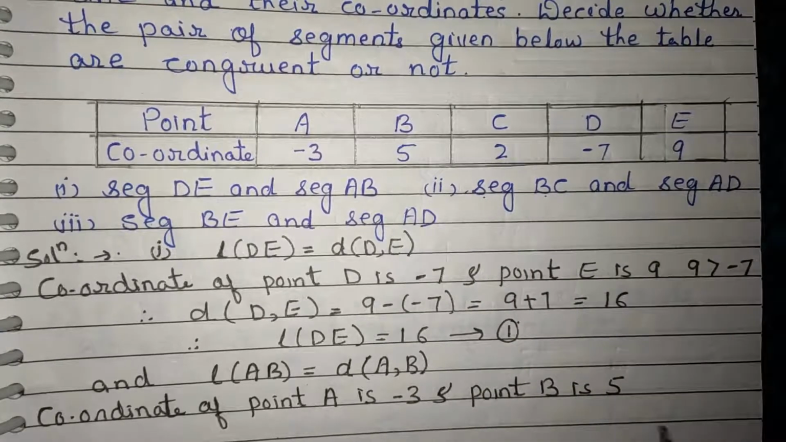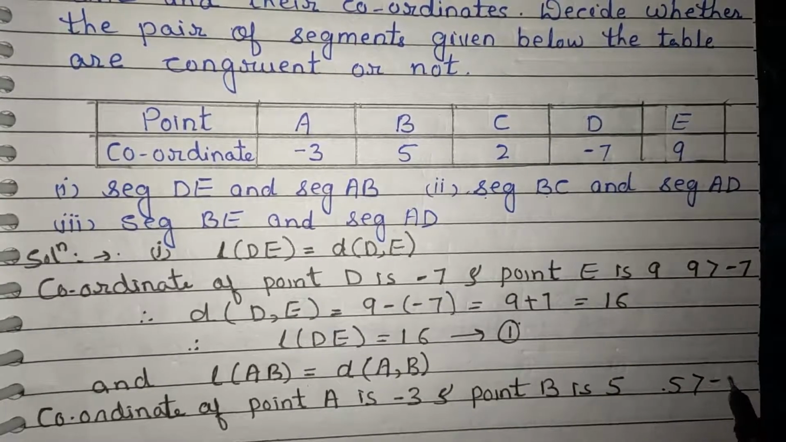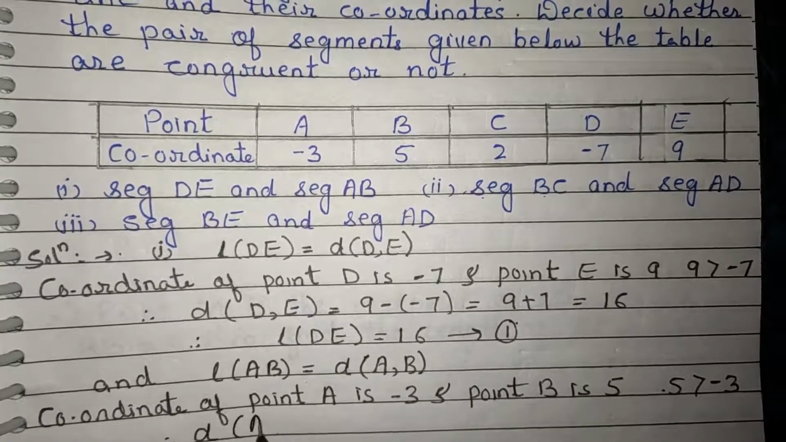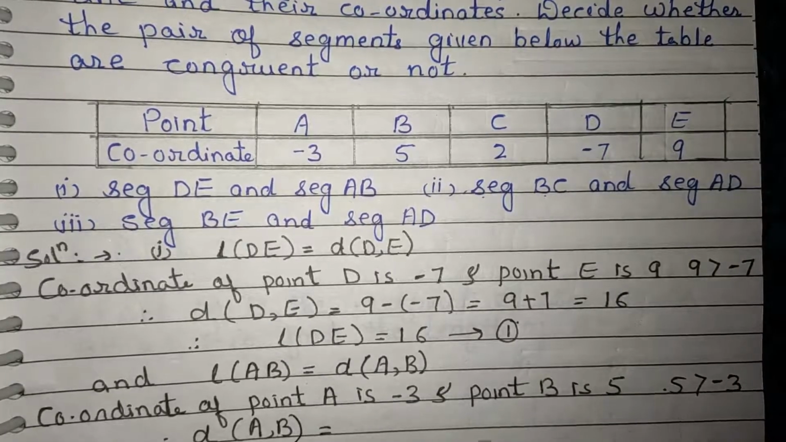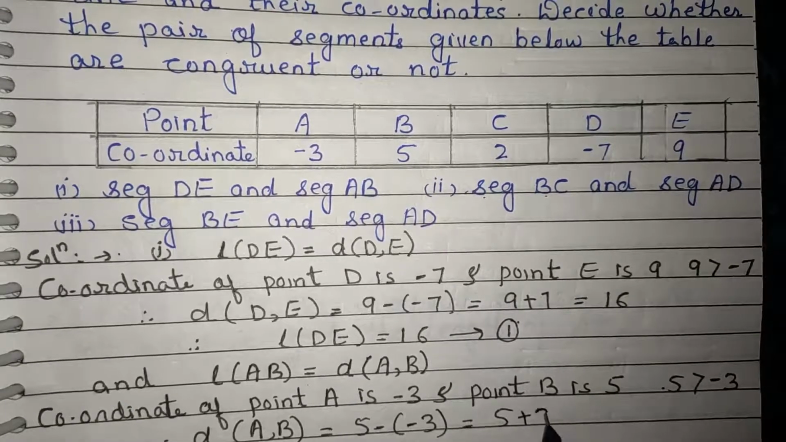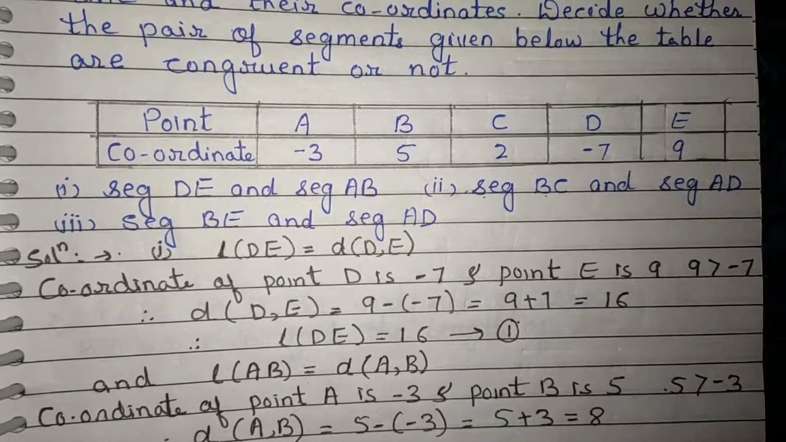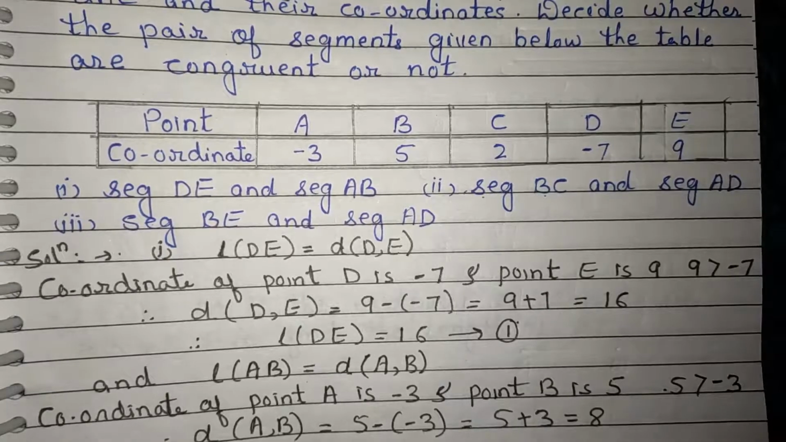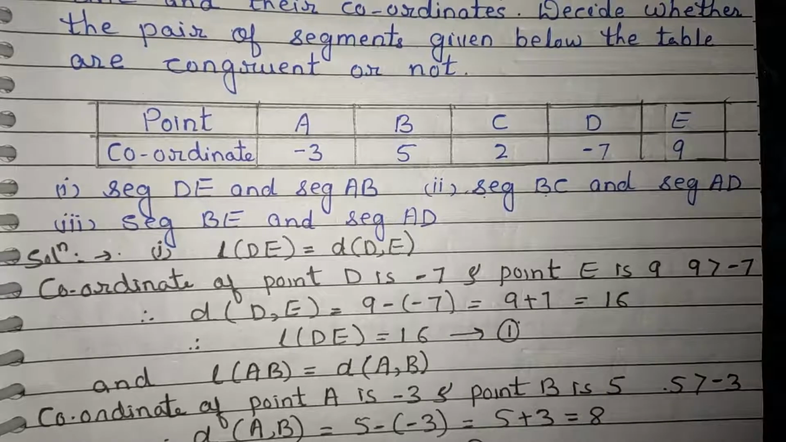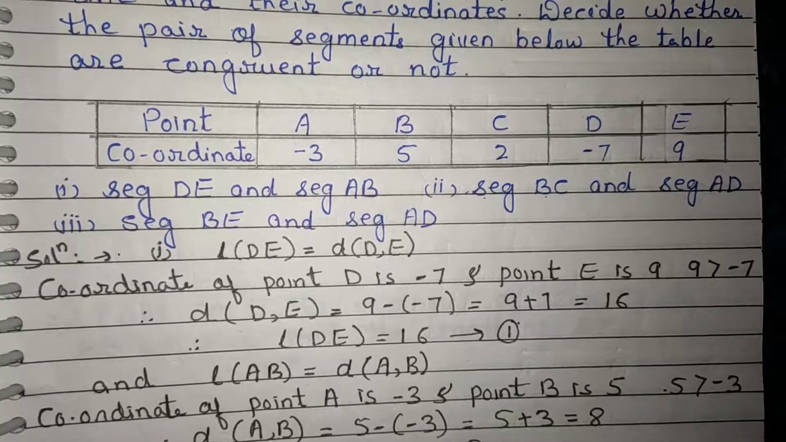Now look here, coordinates here. 5 is greater than -3. Therefore distance between points A, B is equal to 5 minus (-3). Solving, we get 5 plus 3, which is equal to 8. Therefore, it is the value of length AB. Write down here length AB is equal to 8. Give it equation number 2. Now, from equation 1 and 2, length DE is not equal to length AB.